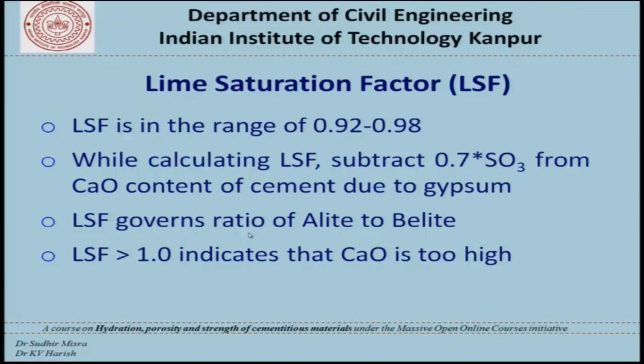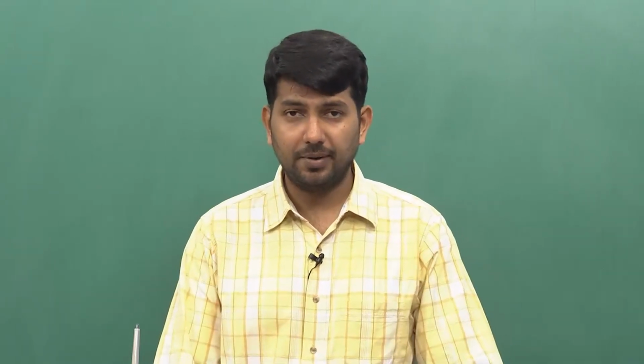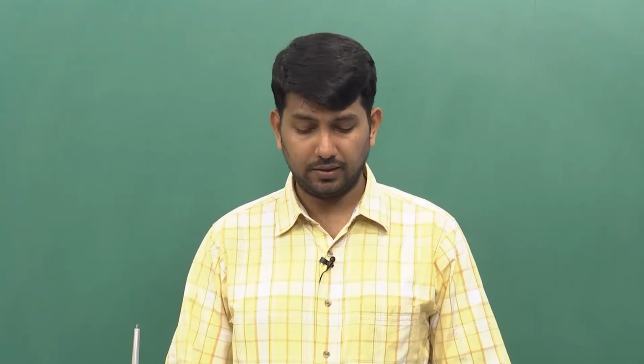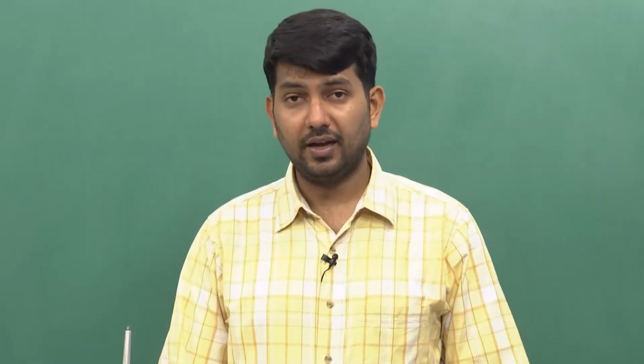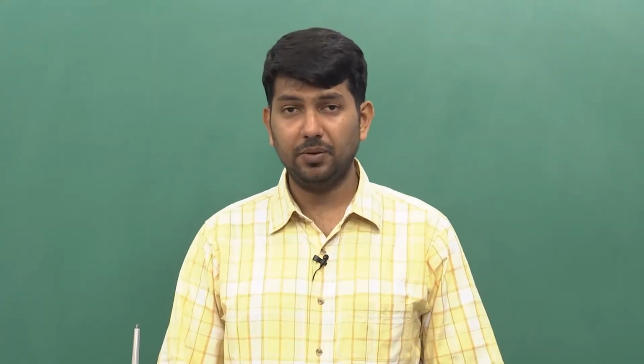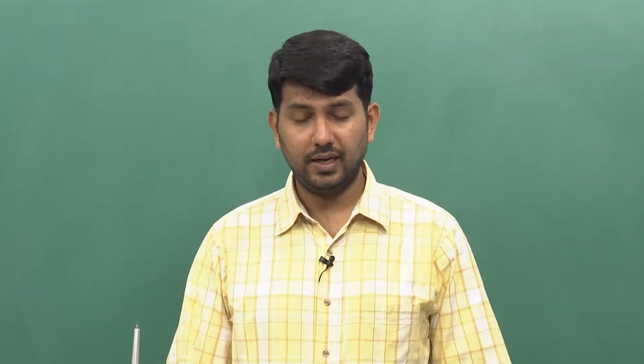LSF governs the ratio of Alite to Belite. This is very important, primarily because if at the plant level we find that a particular type or batch of cement is not giving desired properties, and we have to adjust the chemical composition, then this Alite to Belite ratio becomes very important. Now, if LSF is greater than 1, that indicates that the calcium oxide is too high. Remember that we do not generally prefer higher calcium oxide; all the compounds should be present in optimal amounts. So, if you have higher amounts of calcium oxide, we have to adjust something else to bring this factor within the range of 0.92 to 0.98.